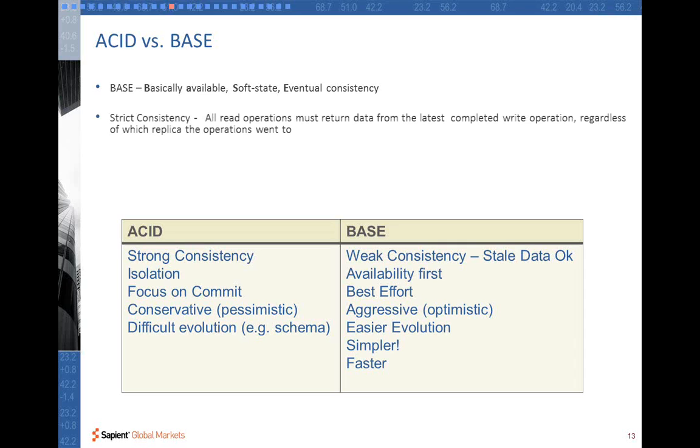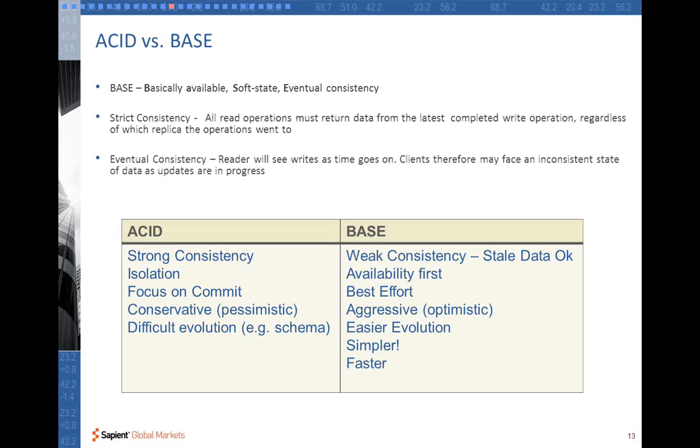So a bit on strict consistency and eventual consistency. Strict consistency means all read operations must return data from the latest completed write operation, regardless of which replica the operation went to. Such strict consistency cannot be achieved together with availability and partition tolerance, according to the CAP theorem. So we can choose only two.